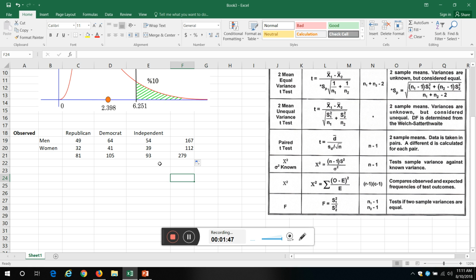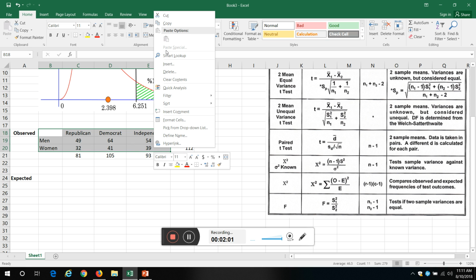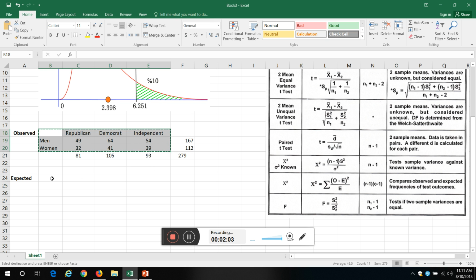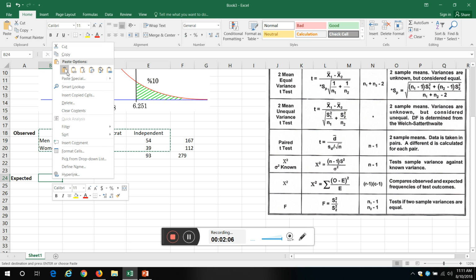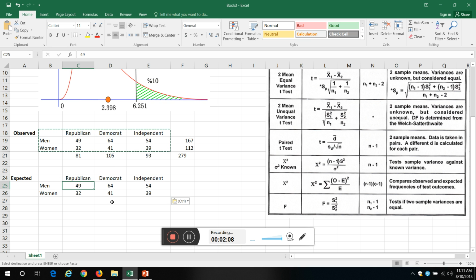So, what I want to do then is I'm going to make the expected column. Let me put that in bold. So I'm going to copy this over. Okay. Now what I'd expect, if all things were equal, there was no difference, I would expect some different number. And that number would be what?